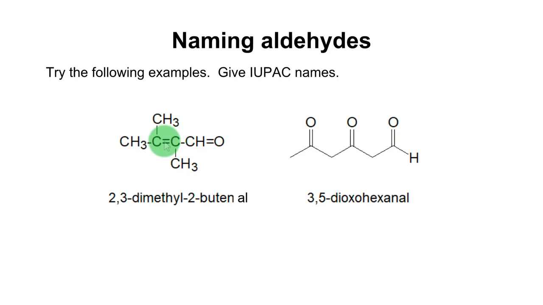And notice that this double bond cannot have cis-trans isomers because it has two methyl groups that are the same as each other on this end, so there's no E or Z in this particular case.